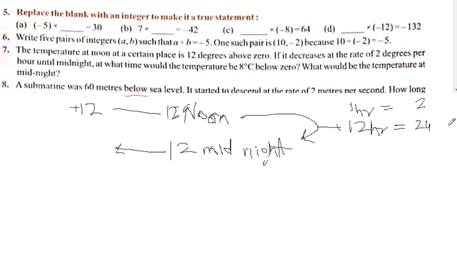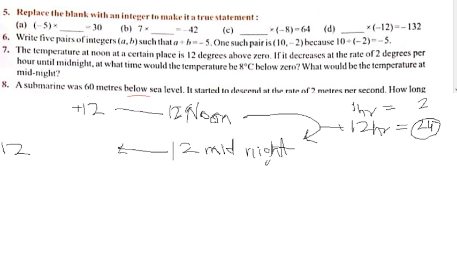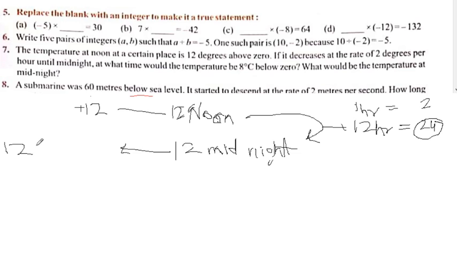At what time would the temperature be 8 degrees Celsius below zero, and what would be the temperature at midnight? First, we are talking about midnight. At midnight the temperature decreases by 24 degrees, which means this becomes negative. In the starting, how much was the temperature? 12 degrees. Now it decreases, how much? 24, because in 12 hours it decreases 24 degrees Celsius. So you have to write a negative sign. And 12 minus 24, what will you get here? Both have different signs. This has a plus sign, this has a minus sign. It means we have to find the difference. 24 minus 12, you will get 12, and you have to place here a negative sign.